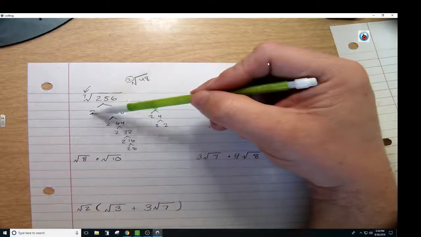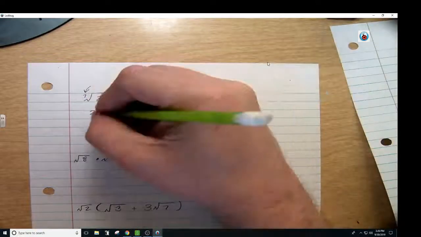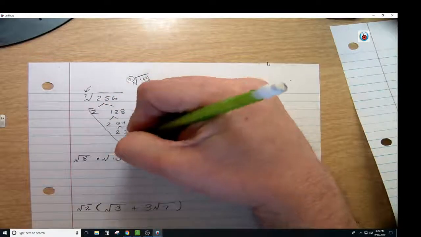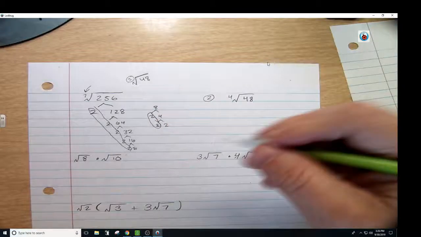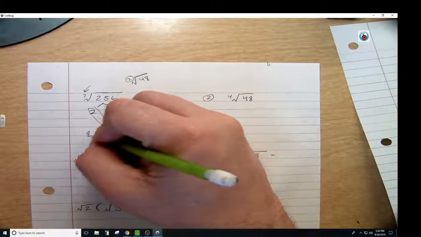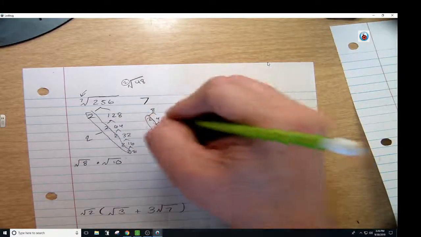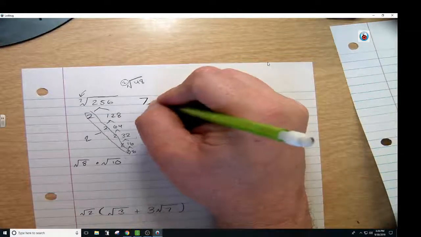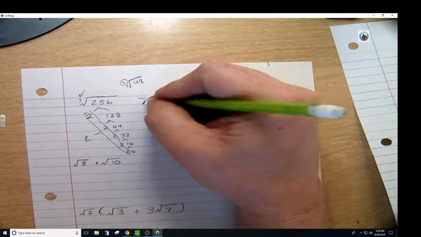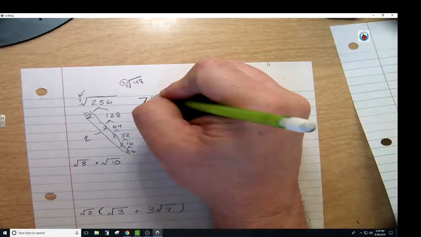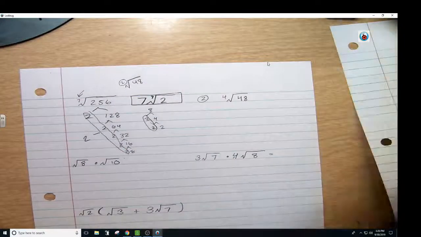So we got 1, 2, 3, 4, 5, 6, 7 2's. So all these 2's here, and then both of these 2's. Now, out of that whole group of 7, I'm going to bring 1 two out. That goes to the outside. And then the 2 left over, just like the other stuff, goes back inside. Now, don't forget to put your index back. This is your final answer here. All right, let's look at another one.